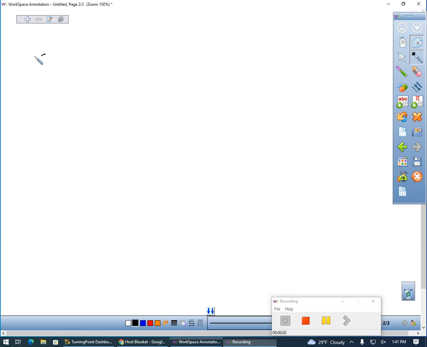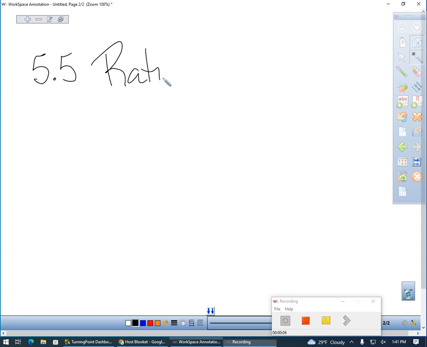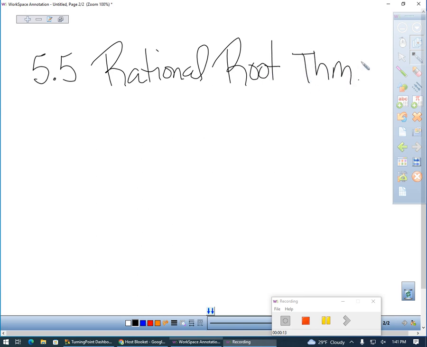All right, this is section 5.5, the rational root theorem. Now, we're going to talk about several different things today, but I want to talk about what the rational root theorem actually is. The rational root means your zeros, your answers to the polynomial, right? We've talked about all the different words that mean the same thing, and this is one of them.